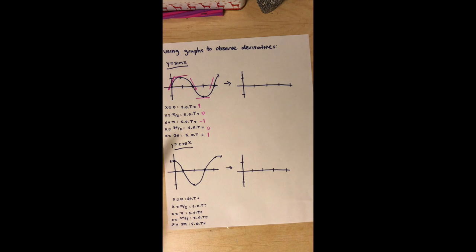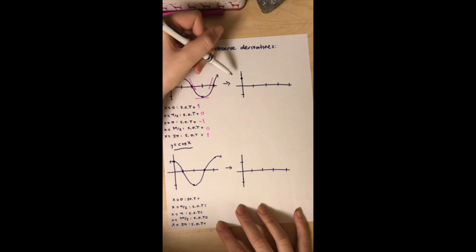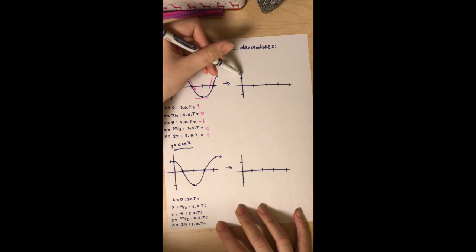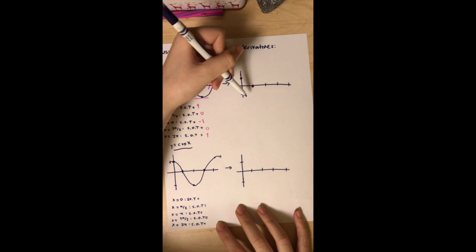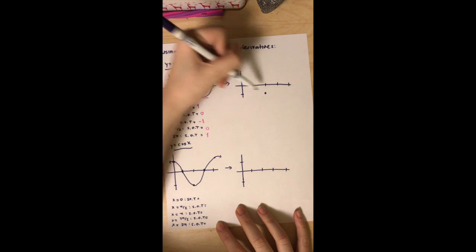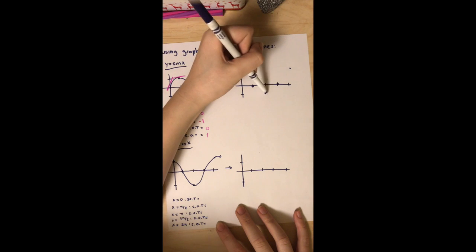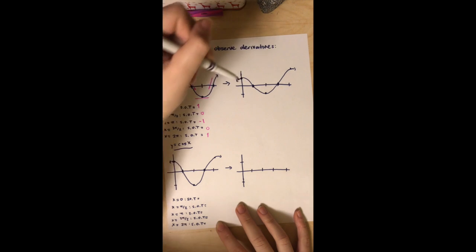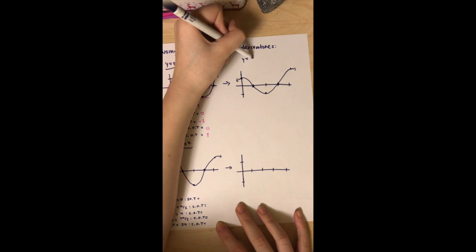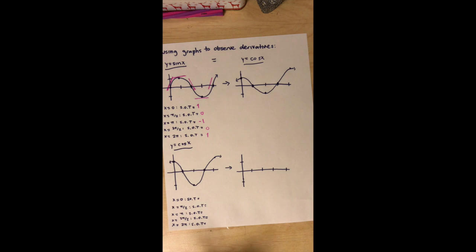Now, using these slopes of the tangents, we can begin to graph another function. So at 0, 1; pi over 2, 0; at pi, negative 1; at 3 pi over 2, 0; and at 2 pi, 1. And as you can see, this graph is the same as the graph of cos x. Therefore, the derivative of sine x is equal to cos x.